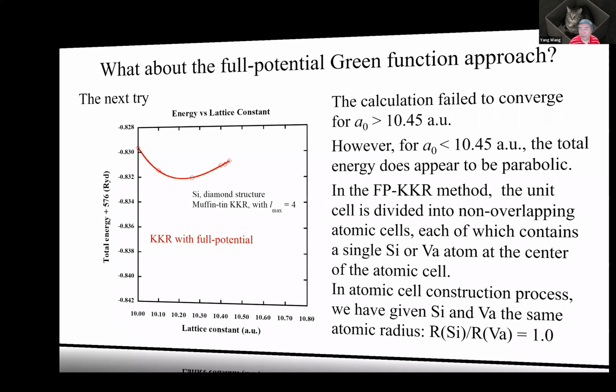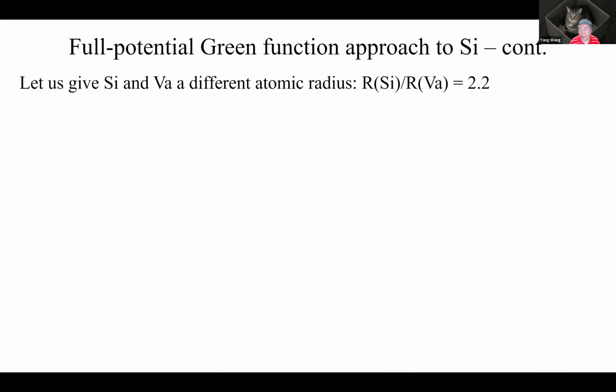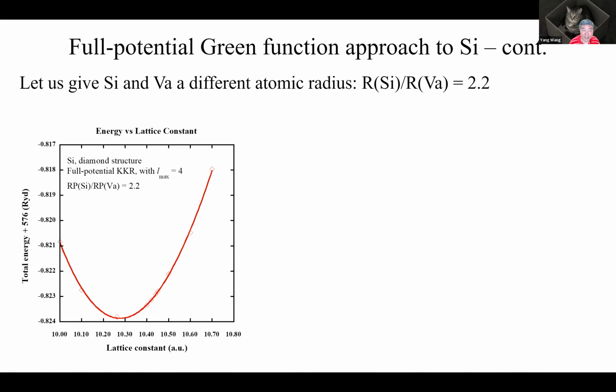All right. Because of that, I take a radical approach: I make silicon almost twice as big as the virtual atom. I choose that ratio to be 2.2. I just made this up. Once I do that, I get a very nice parabolic curve. Okay, so that all seems like working properly now.